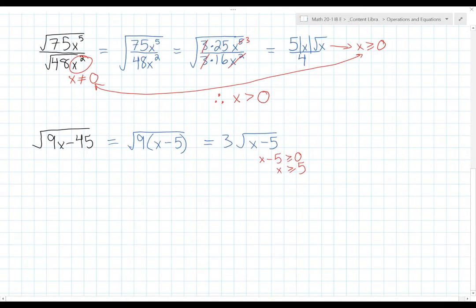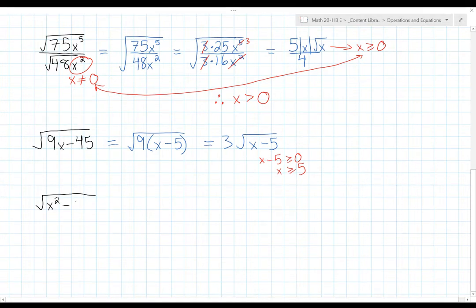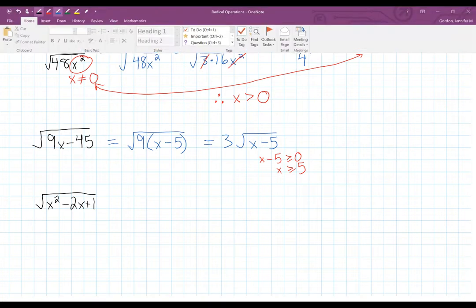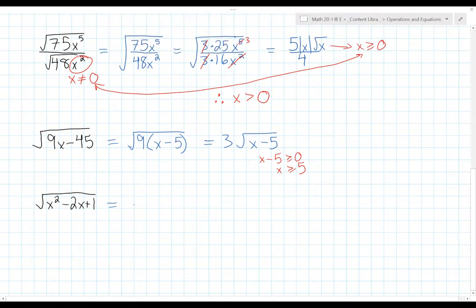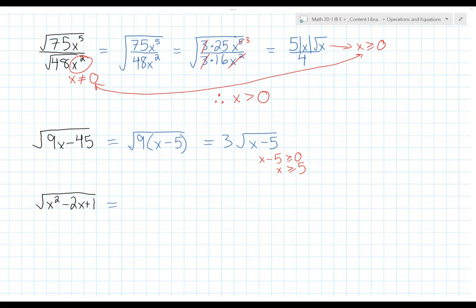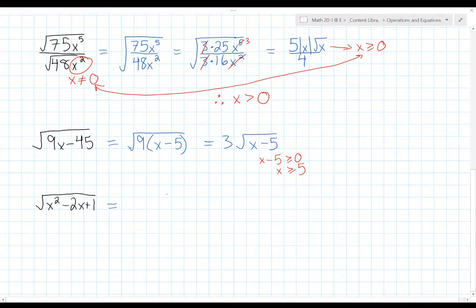If I have a quadratic, I still go to factor. So let's say I have the square root of x squared minus 2x plus 1. Well, this one factors and it actually is a perfect square. So the factors of x squared minus 2x plus 1 are x minus 1 and x minus 1, which means I have the square root of (x minus 1) squared.